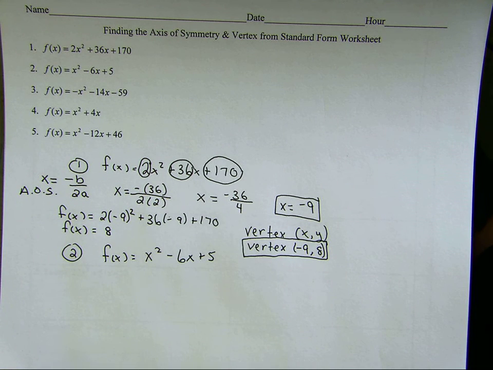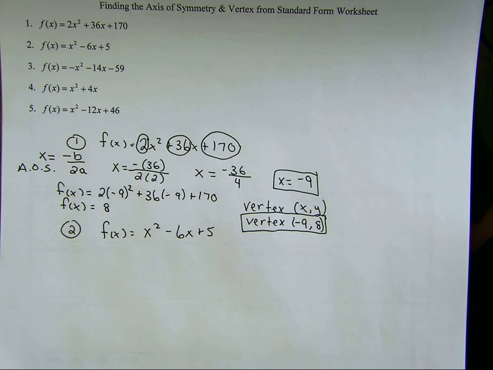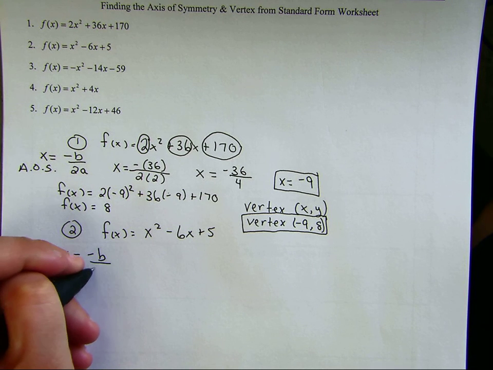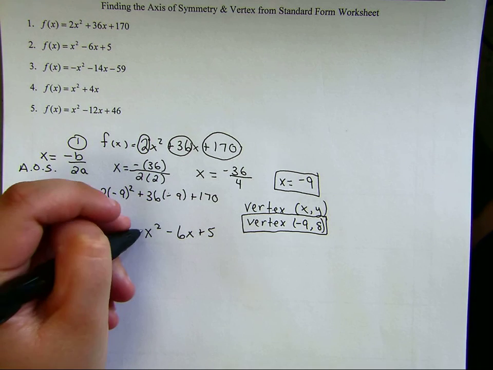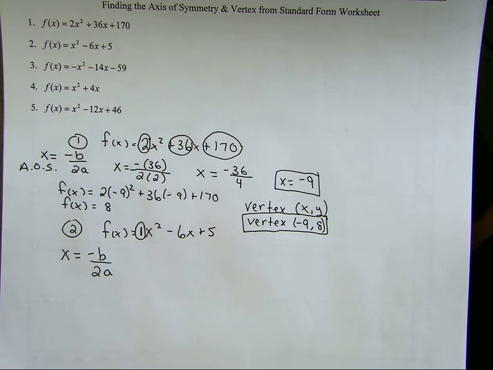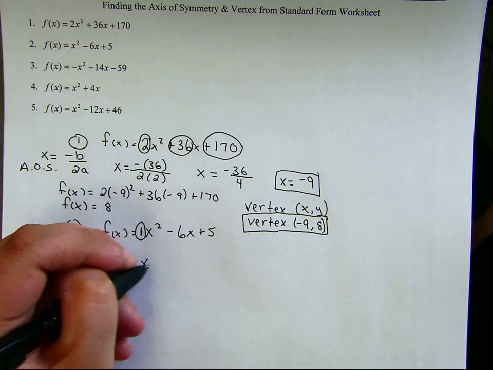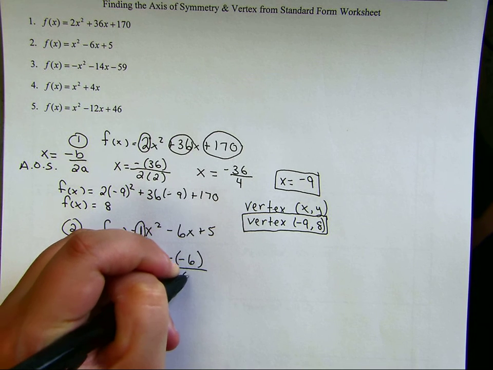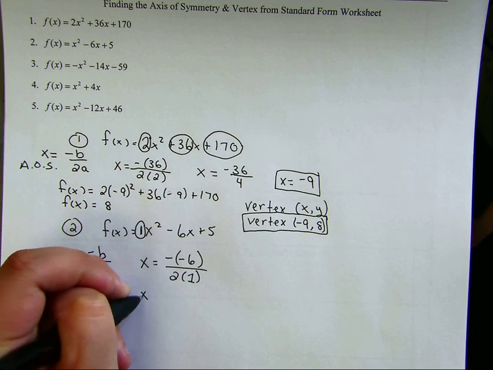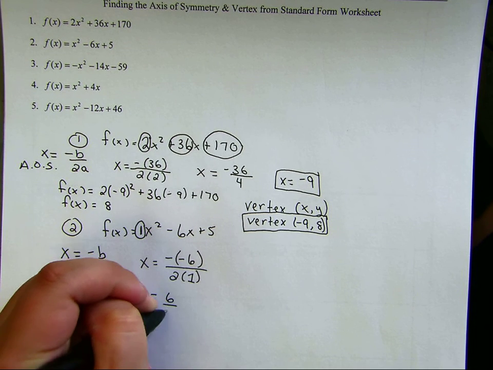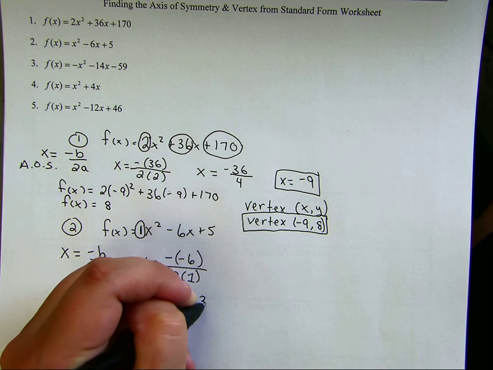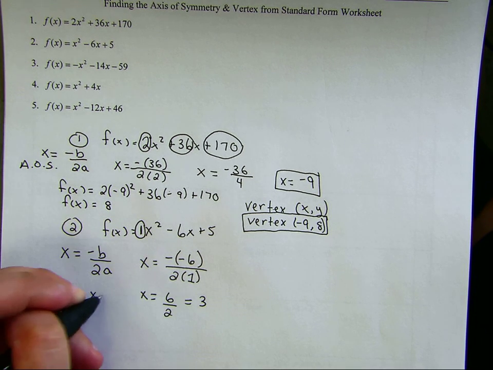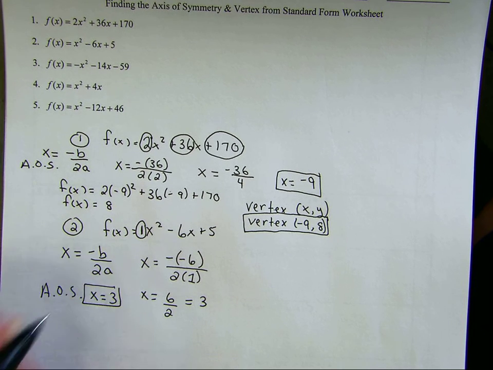You do the same thing for number 2. The reason why I chose to write number 2 as well is because there is no a value. When there is no a value, you just put a positive 1. So the opposite of negative 6 all over 2 times 1. Simplify that. 6 divided by 2, which equals 3. So your axis of symmetry is x equals 3.